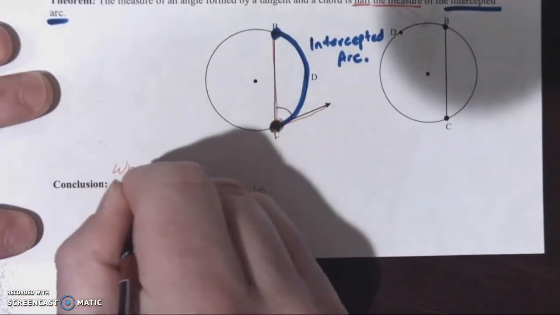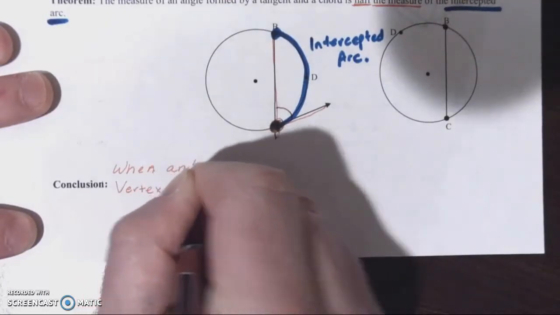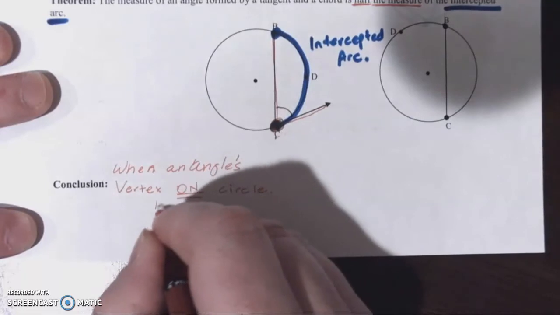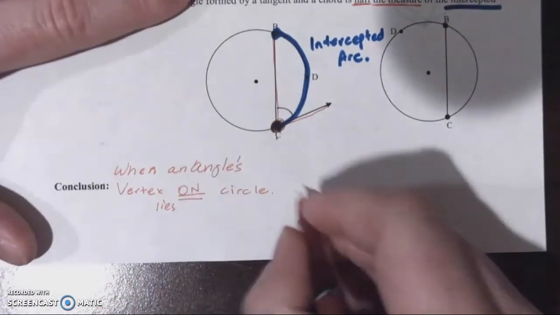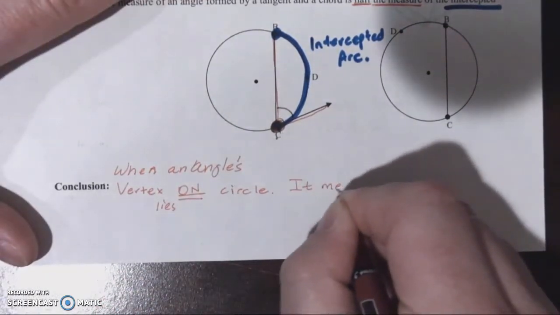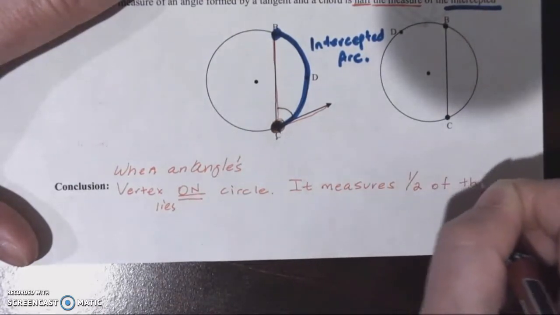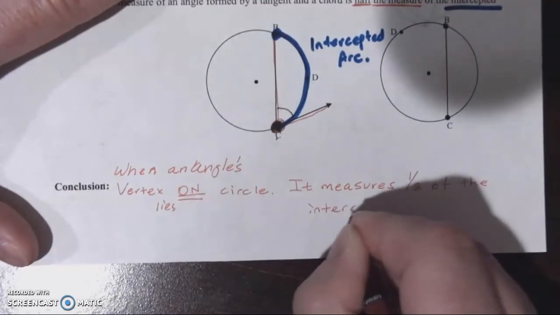When an angle's vertex lies on the circle, it measures half of the intercepted arc.